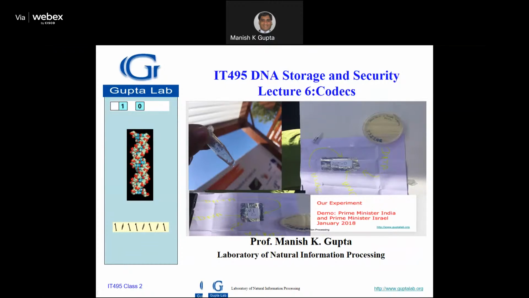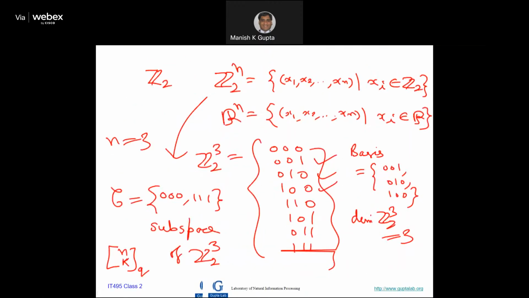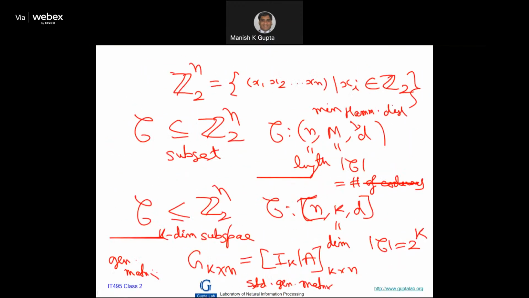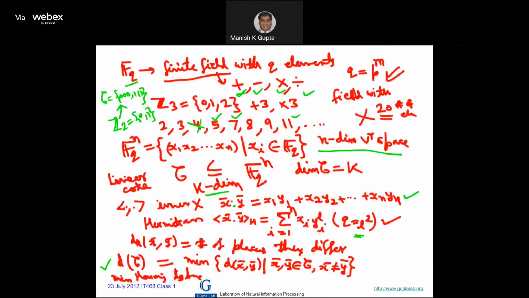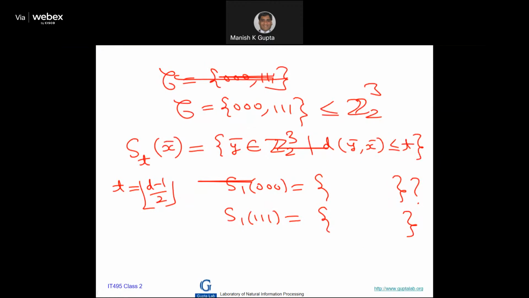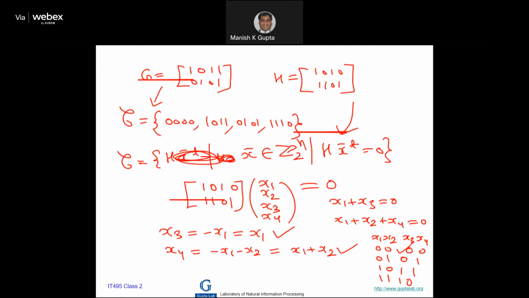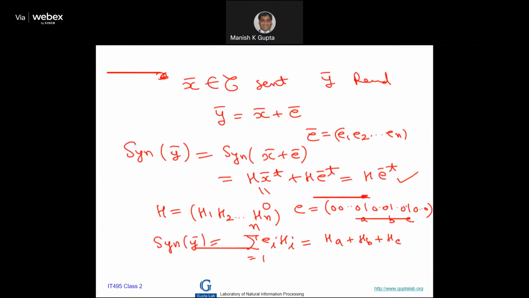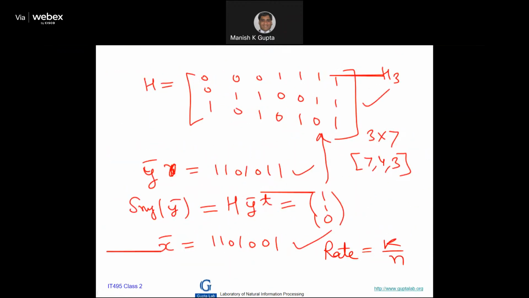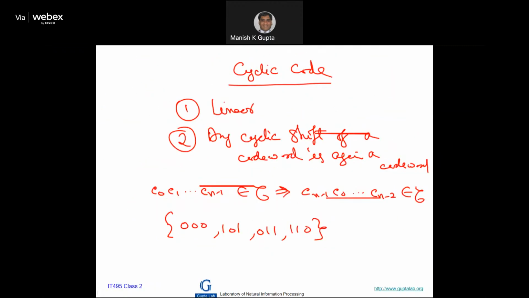We were looking at codecs, especially basic coding theory techniques, and we talked about classical error correction, what the codes are, generator matrix, parity check matrix, right? And then I also talked about array decoding and probability decoding, right? We also talked about syndrome decoding, and I gave you an example of a Hamming code. Okay, we were looking at cyclic codes.